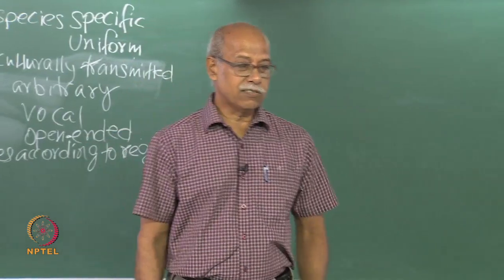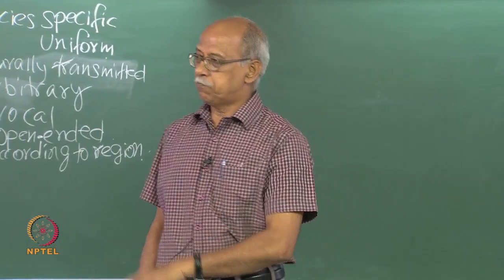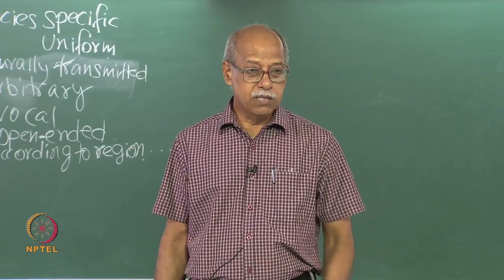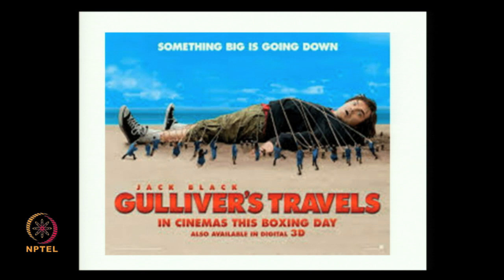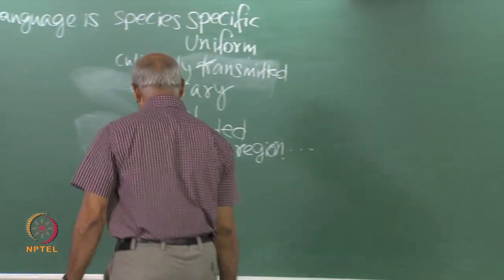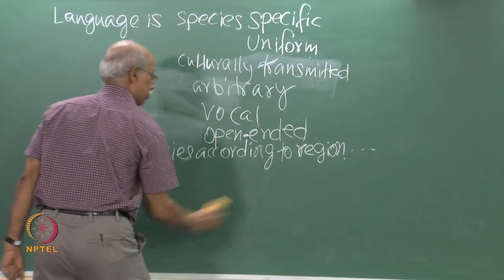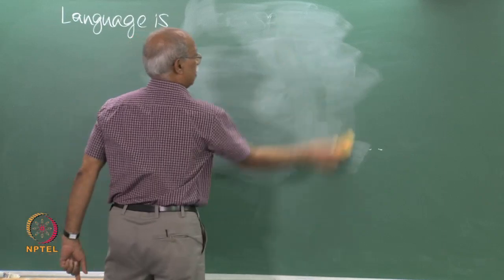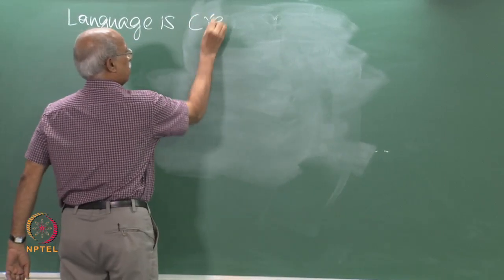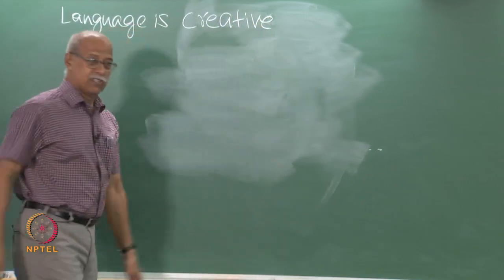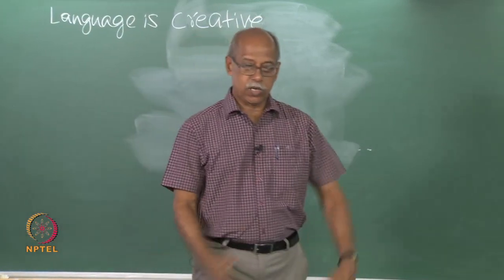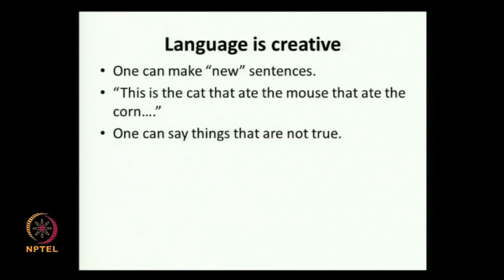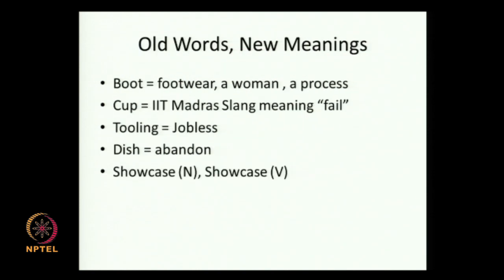But human language has the capacity to make it possible, okay? Human language can talk of things which have not been experienced, not happened. Please write, creative. That is because language is creative. We can always say new things. We can always make old words mean new things. Okay? We can always come up with new sentences. We can always say things that are not true.